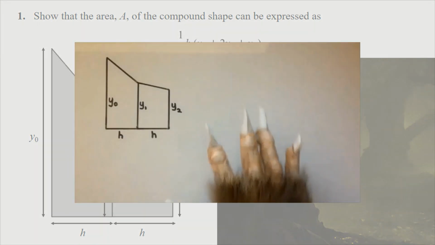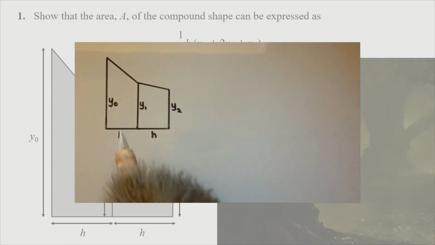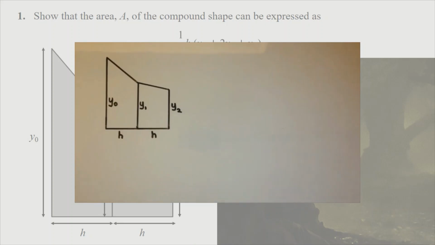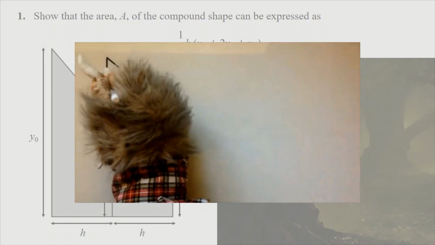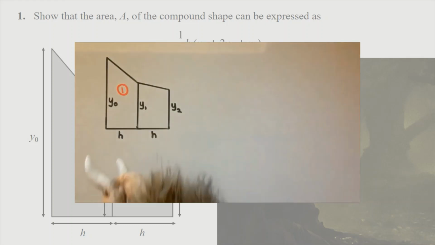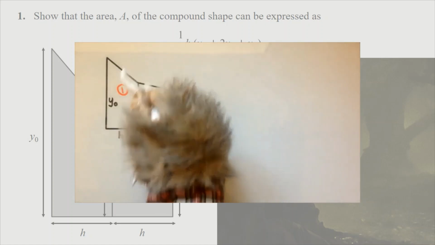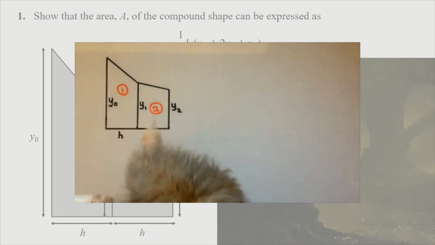We are asked to calculate the area of this compound shape, and you may have noticed already that this compound shape consists of two trapezia. What I'm going to do first is to distinguish between the two trapezia by labelling them. The first trapezium, we're going to call number 1, and this one we're going to refer to as number 2. And then to get the area of the compound shape, we can add the areas of 1 and 2 together later.